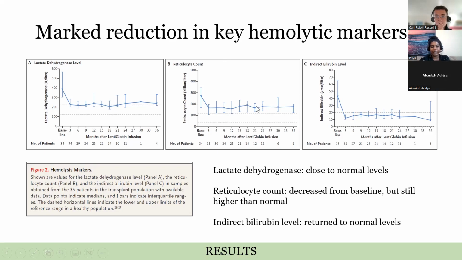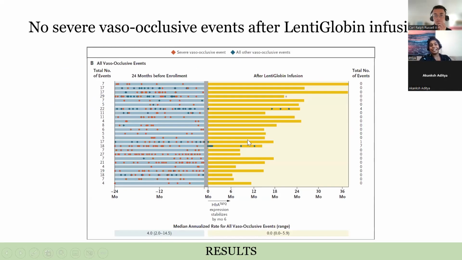And it's reduced in this case. It's not in the normal range, which is these dashed lines. But then the lactate dehydrogenase and the bilirubin, which are both markers of hemolysis, return to normal levels. More than that, they essentially eliminated vaso-occlusive events for these patients. Like you can see in this chart, these are all the patients here, and you can see the severe events that these patients used to have before the treatment and other events, right? And then after the infusion, it's pretty much gone for most of these patients, which is amazing. So we do see a phenotypic, almost curative effect from this gene therapy.